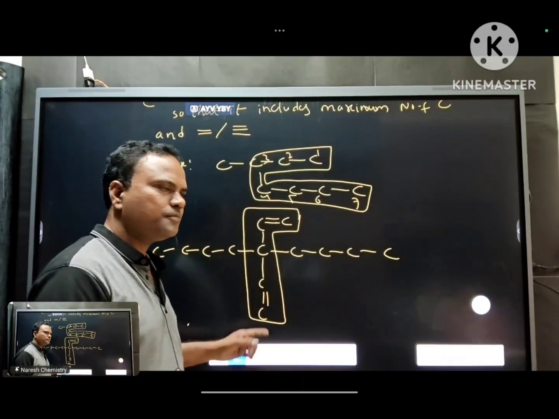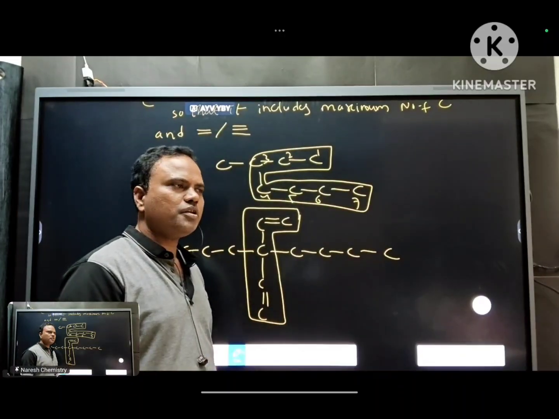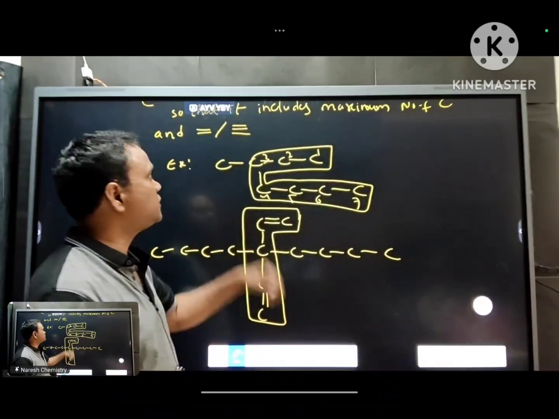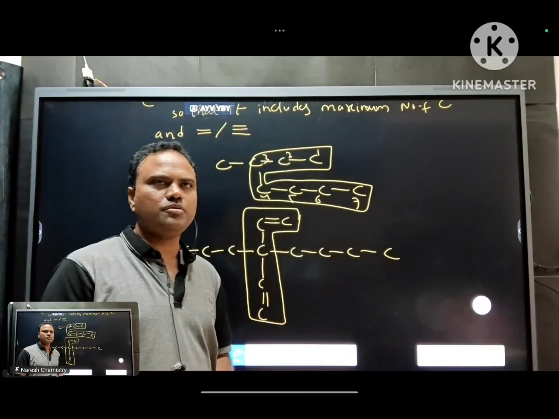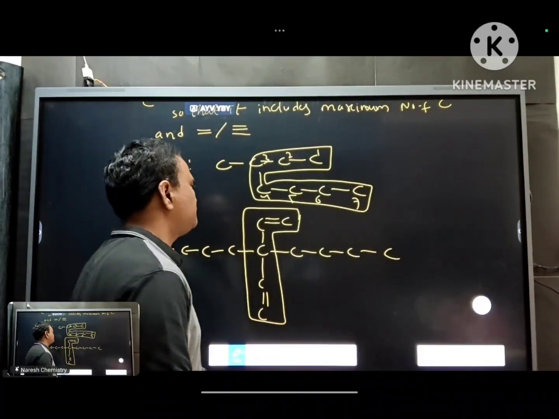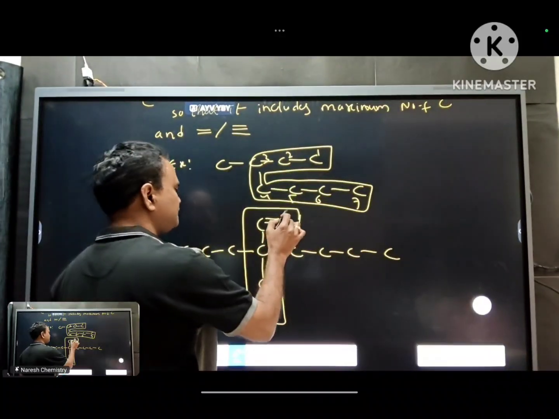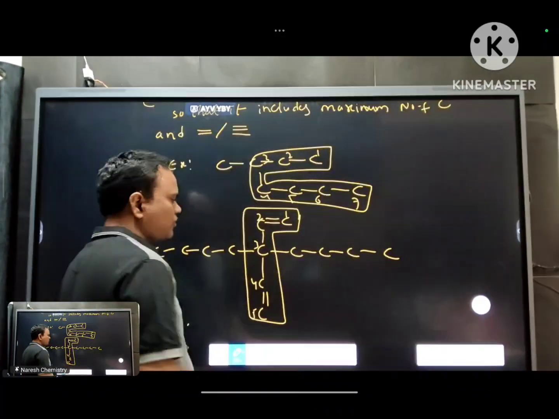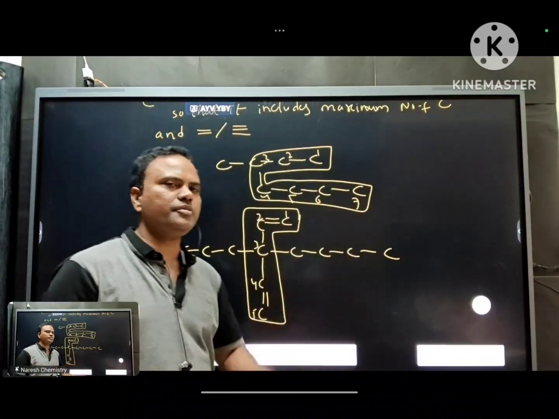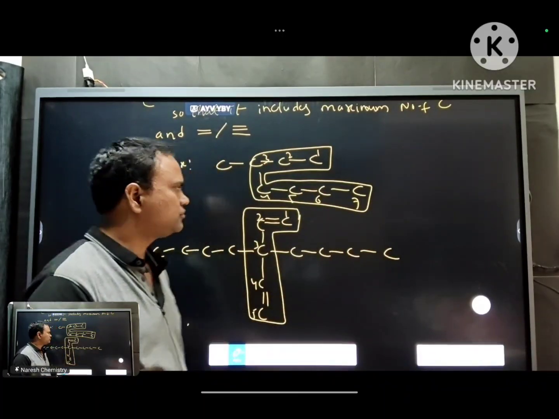Why? Because double bonds are included. The condition is that only, no? Select the longest chain so that it includes the maximum number of double bonds and triple bonds. This is the longest chain. Only 5 carbons are present. The remaining will become substituents.